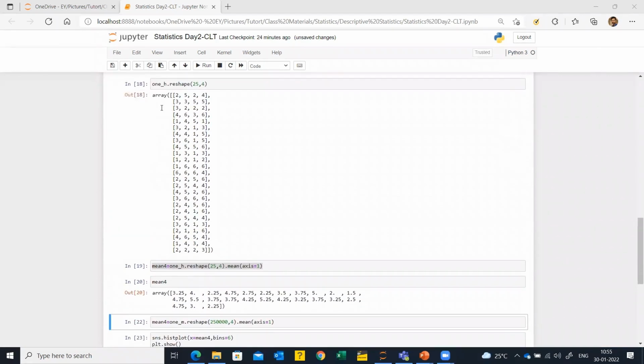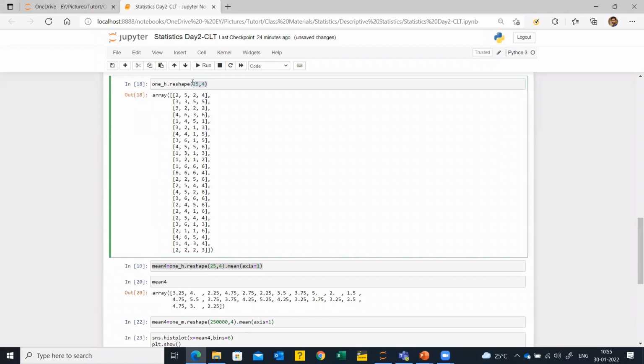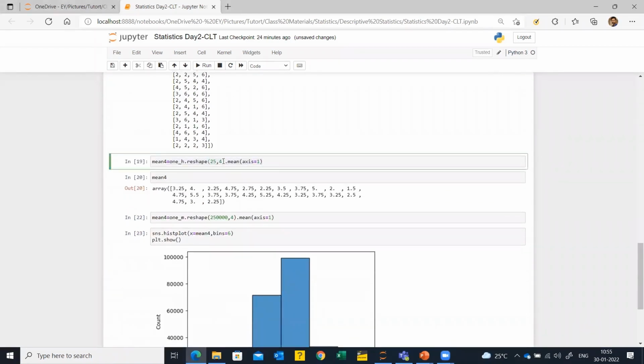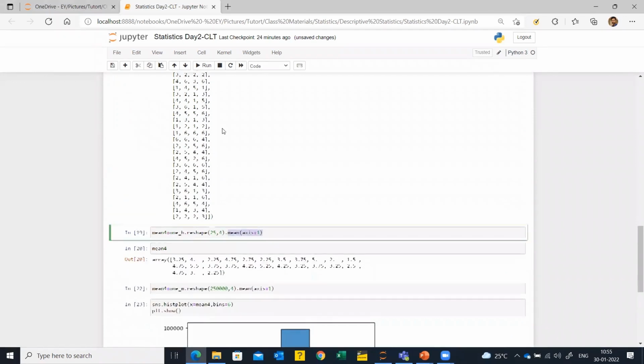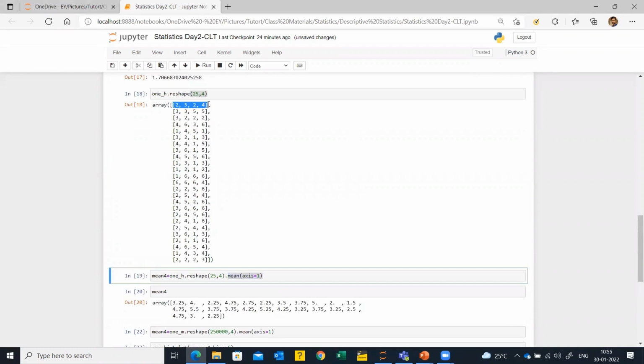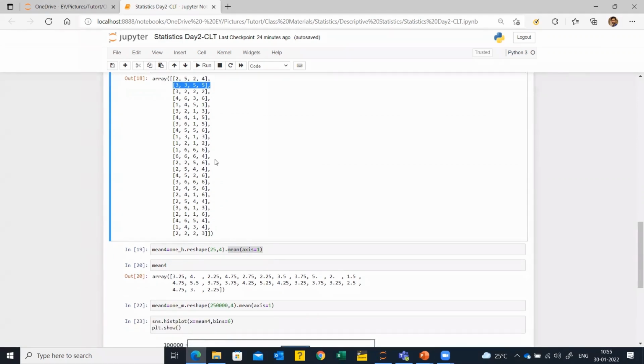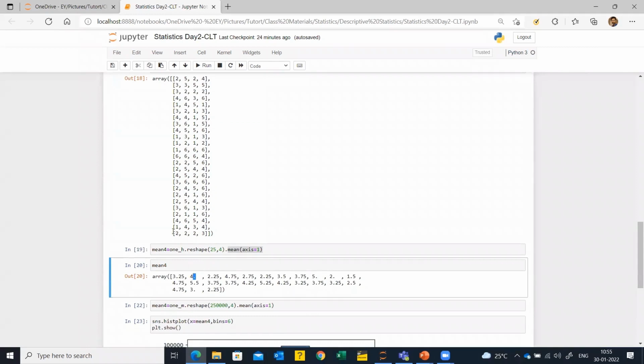Okay, so I have reshaped it to 25 into 4, because there are 100 records, right? And now I reshaped it and calculated the mean for each of these particular rows. If you want to check, you can calculate this: 3 plus 3, 6, 6 plus 10, 16, 16 divided by 4, which is 4. So you have 4. If you want to check another, 8 plus 3, 11, 11 divided by 4 is 2.25. So the 25 means are present here.